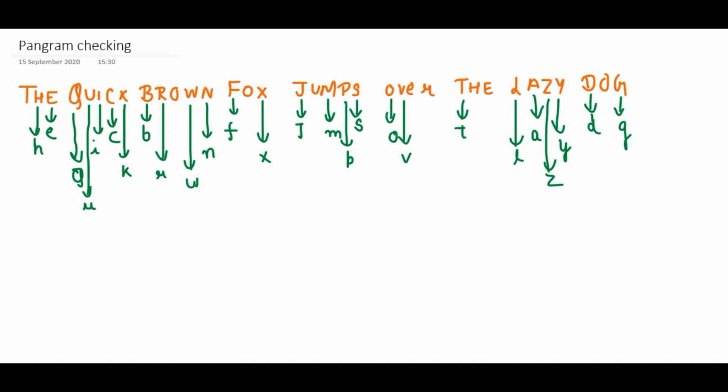The first approach that we can follow here is the brute force approach, which means we will start from A, right? And we will check if A is present here or not. Then we will go to B. If B is present there or not, we will check this till the Z. If all these characters are present, then only we will say this is a pangram.